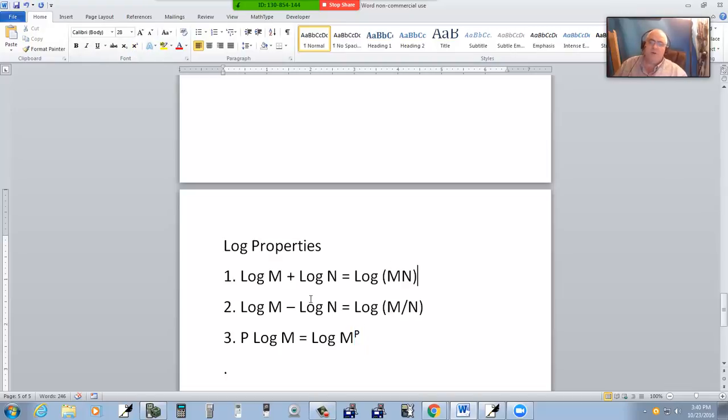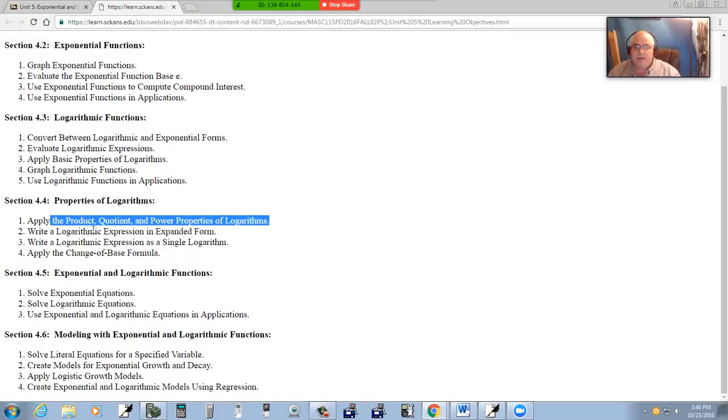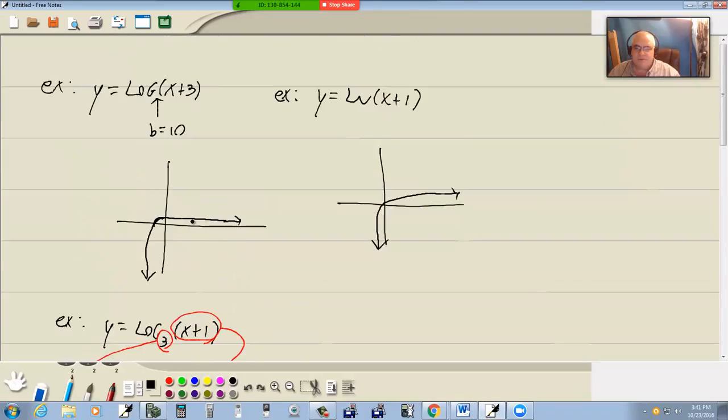First one's called your product property. It deals with the product. Second one is your quotient property. It deals with the quotient. And last one's your power property. It deals with the power, if you're into the names. Now we're going to use these. We're going to apply them to write a log expression in expanded form. So let's see what in the world that's referring to. Let me clear this off.